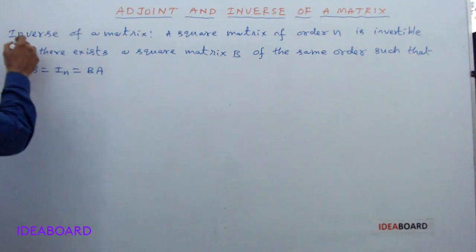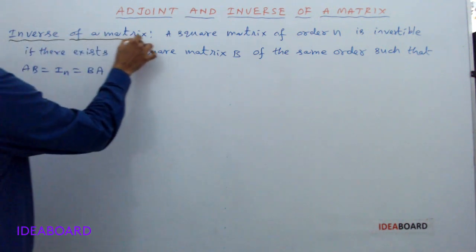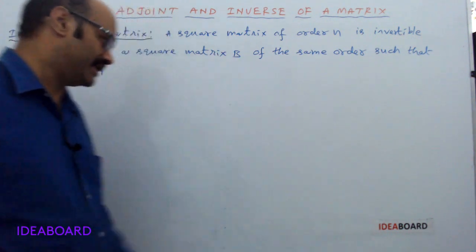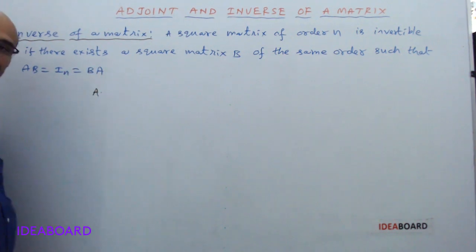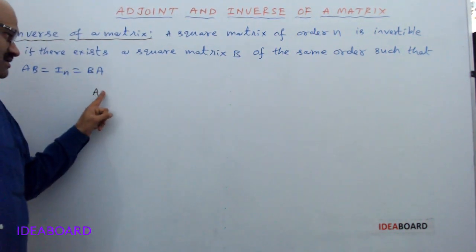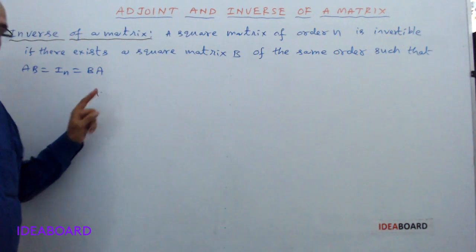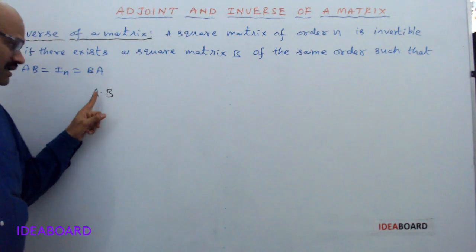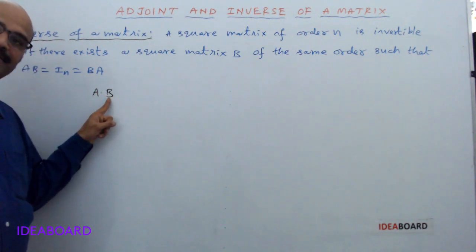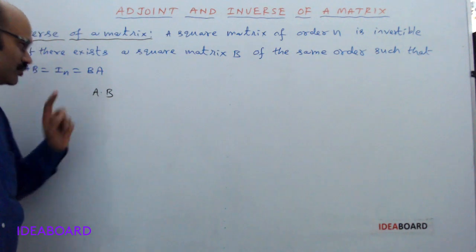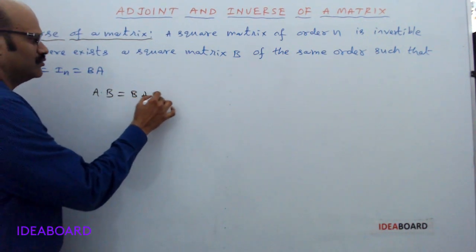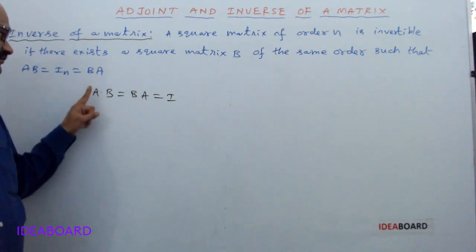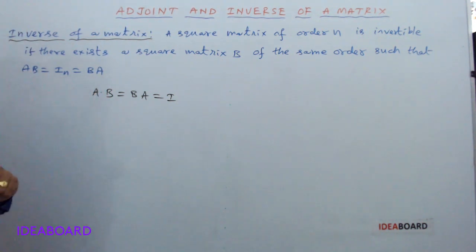Now we have to discuss the inverse of a matrix. Inverse of a matrix means, let me take a matrix A. Here let me take A is a square matrix. If there exists a square matrix B such that AB equal to BA equal to I, then we say that B is said to be the inverse of the matrix A.